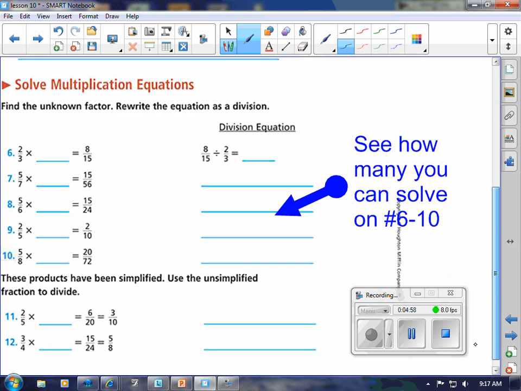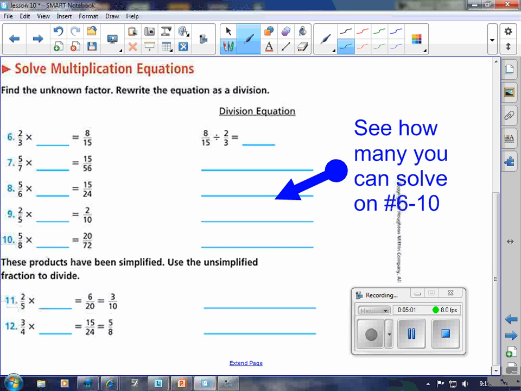Okay, let's see how many of these we can solve. I'll do a couple for you, and then I want you guys to try some out. Okay, so when I think about this, I'm thinking 3 times what to get to 8/15ths. What am I multiplying 3 by to get to 15? Well, I would multiply 3 by 5, right? And what would I multiply 2 by to get to 8? 4. So 4/5. Okay, well, if I work inversely, 8/15ths divided by 2/3 is going to be 4/5.